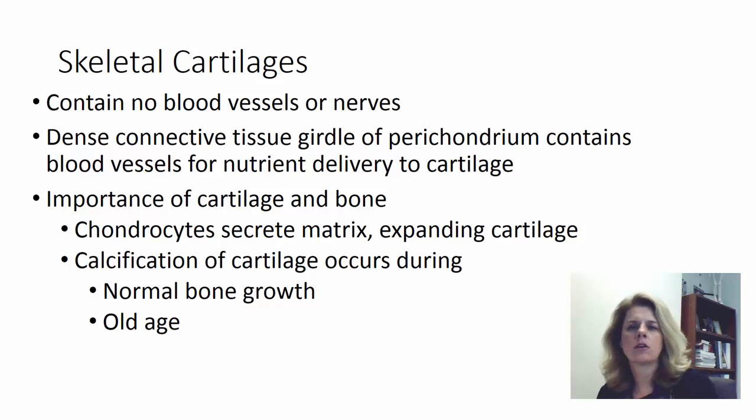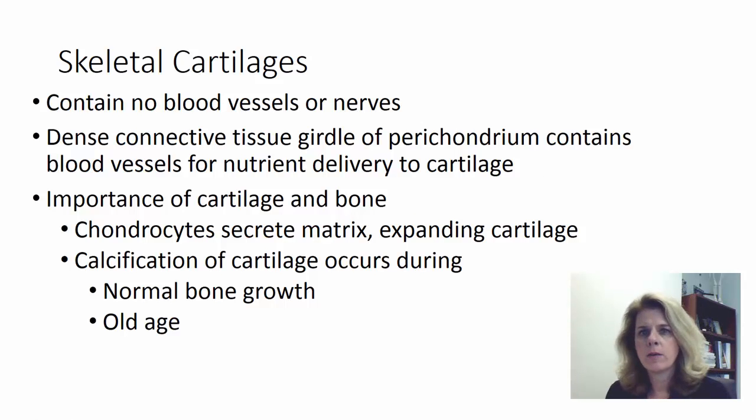So what are the skeletal cartilages? Well, when we talk about bone, we have to talk about the cartilages associated with it. And we introduced cartilages a little bit in the tissue unit. We talked about how cartilages are a type of connective tissue. And we have three different kinds. We have hyaline, elastic, and fibrocartilage.